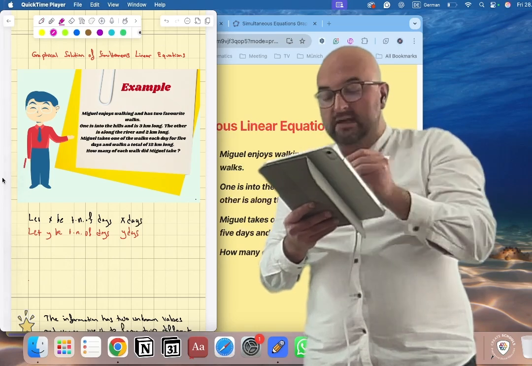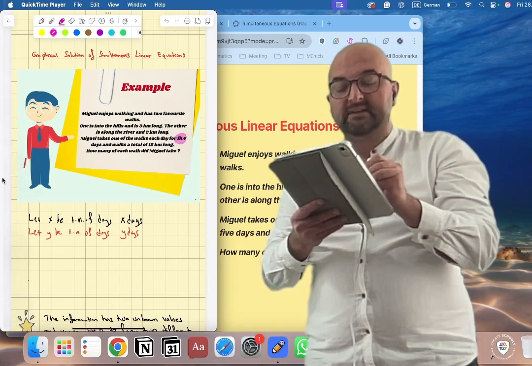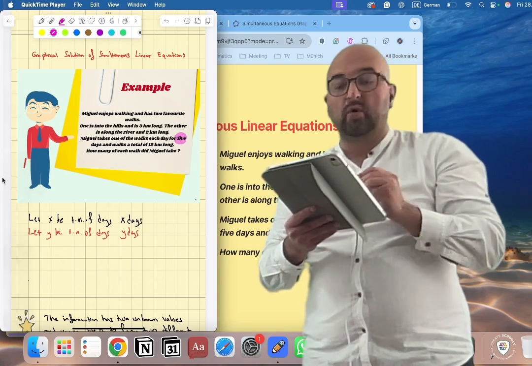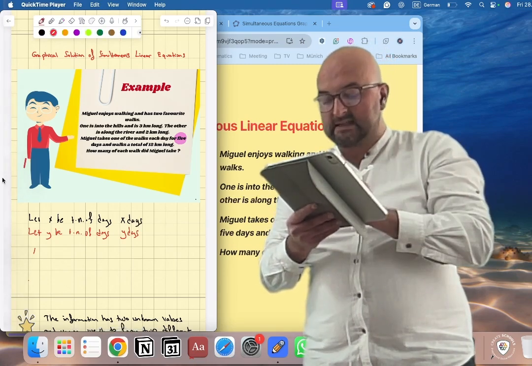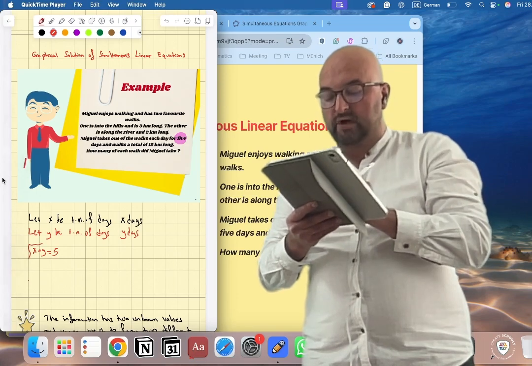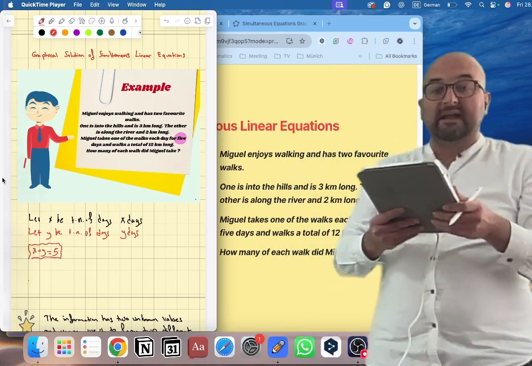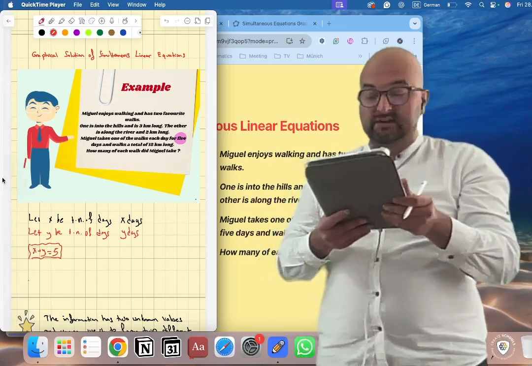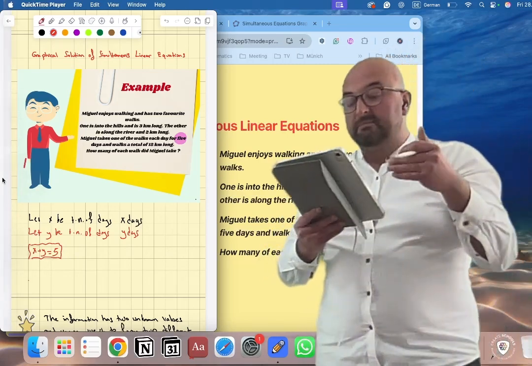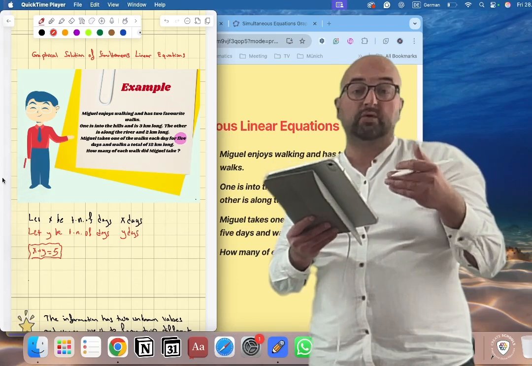As you see in the question, the total number of days is 5. So you can say x plus y equals 5. You have the first equation, and the second equation: Miguel walked a total of 12 kilometers long.